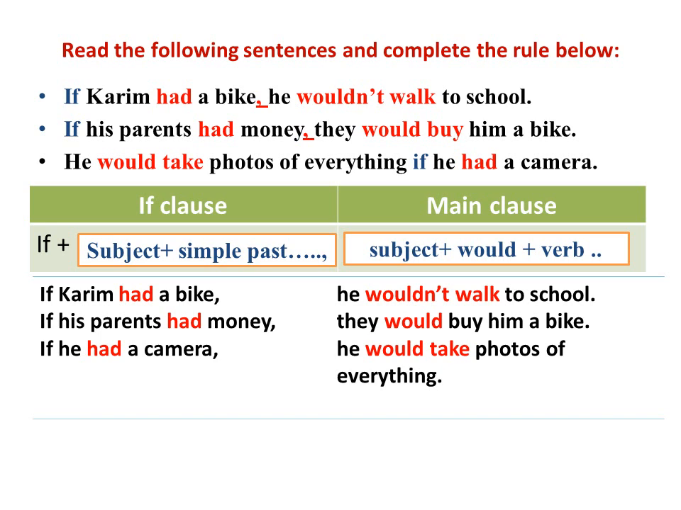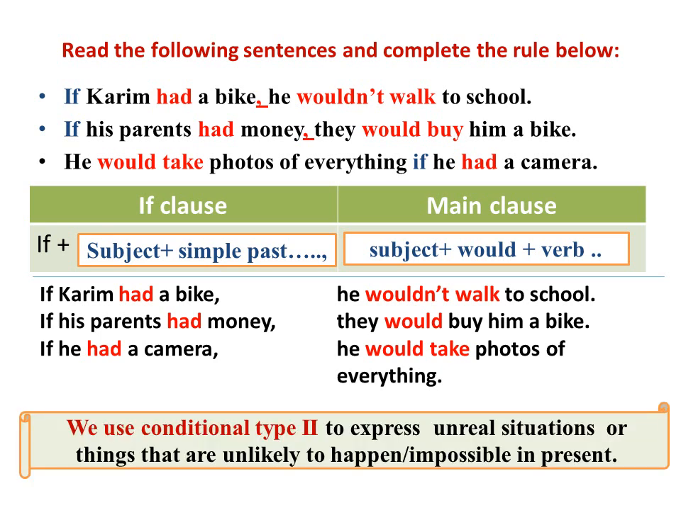Okay, so when do we use conditional type 2? If Karim had a bike, does Karim have a bike? No, he doesn't. So does he walk to school? Yes. So if he had a bike, he wouldn't walk to school. So we are imagining here an unreal situation. So we use conditional type 2 to express unreal situation, something that is not real, the opposite of reality, or things that are unlikely to happen, or things that are impossible in the present.